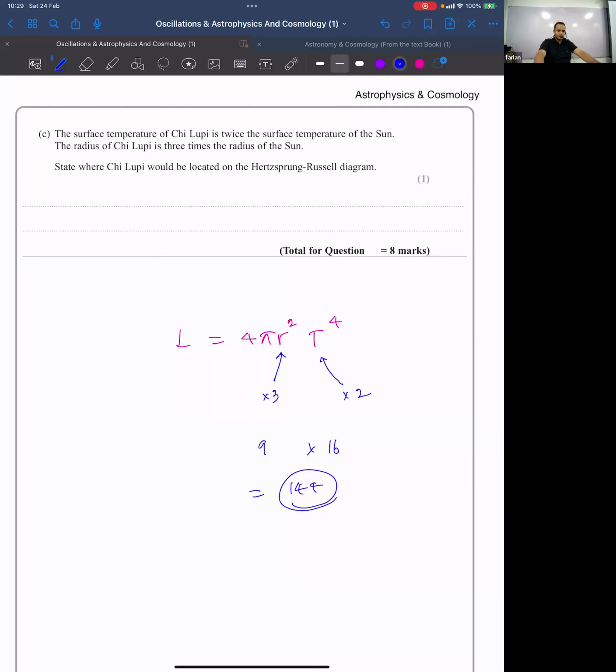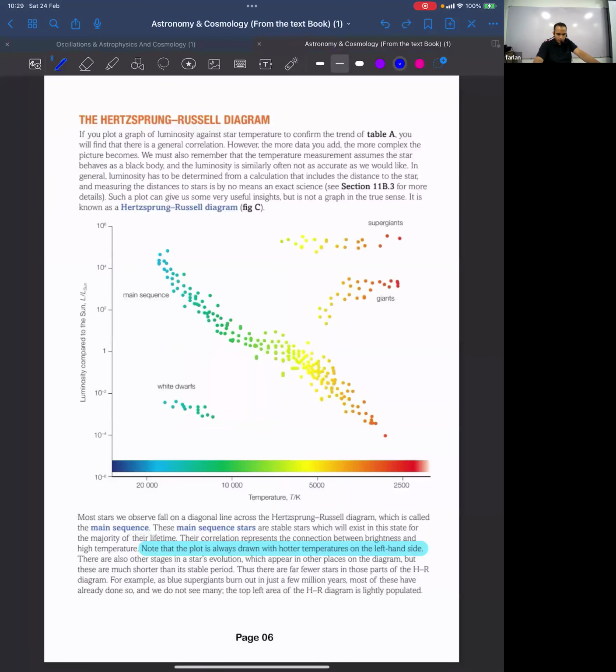So then definitely 144 times means somewhere here, no? 100 is here, 144 may be somewhere here. So I would say it is in the main sequence, along the diagonal in the main sequence part, to the left of sun. So it's a 1 marker anyway.